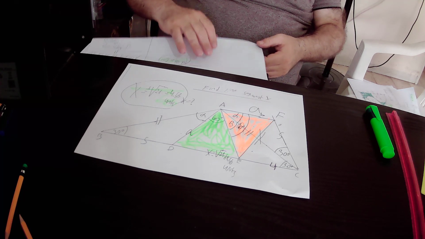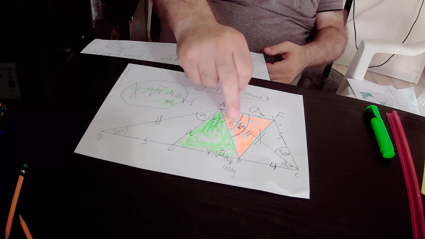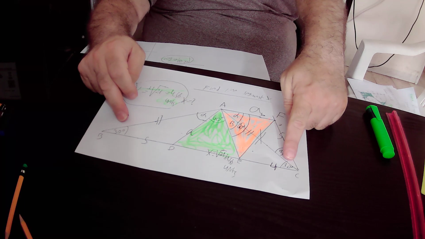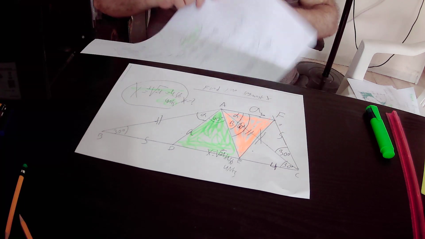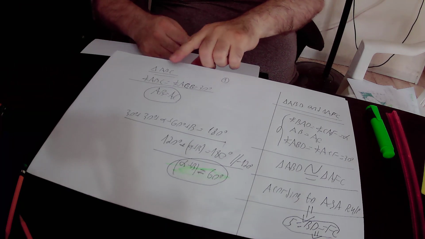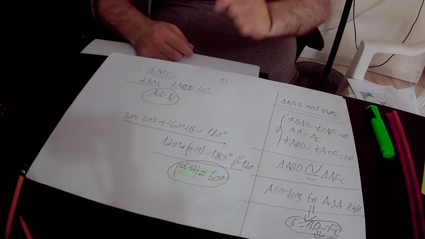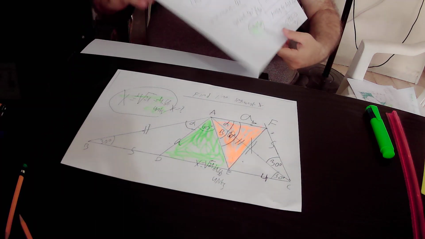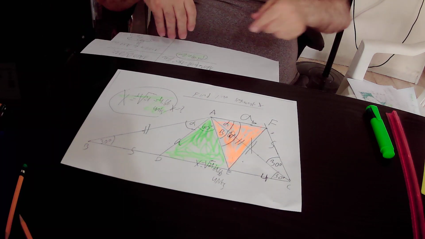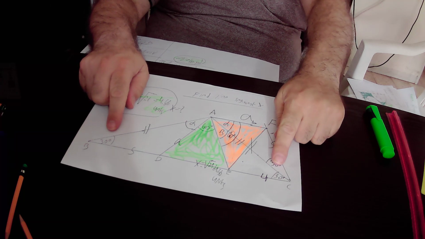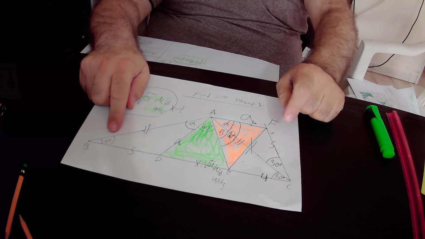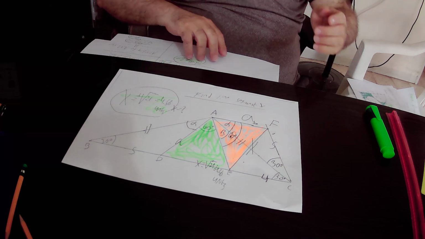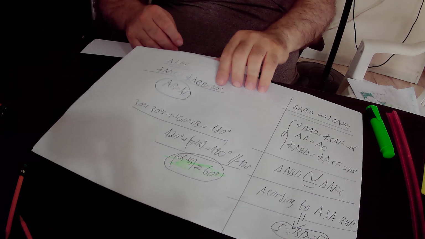So first of all, we focus on triangle ABC. In triangle ABC, we have two angles that are equal to each other, both equal to 30 degrees. Angle ABC equals angle ACB equals 30 degrees. And according to the rule that in front of equal angles in a triangle there are equal sides, in front of this angle we have side AC, in front of this angle we have side AB, and according to the rule that I mentioned, AB equals AC.